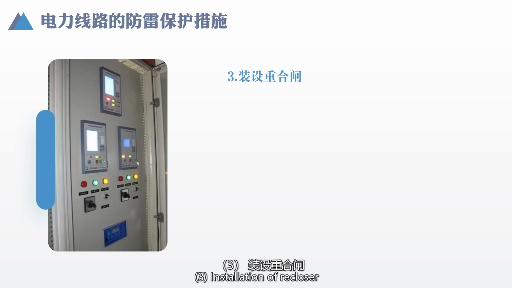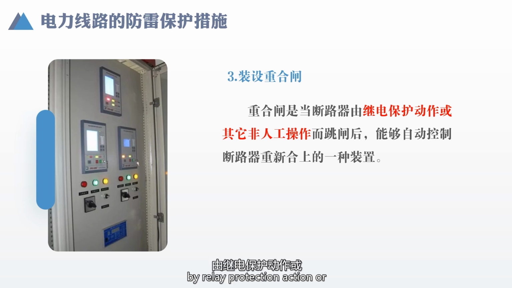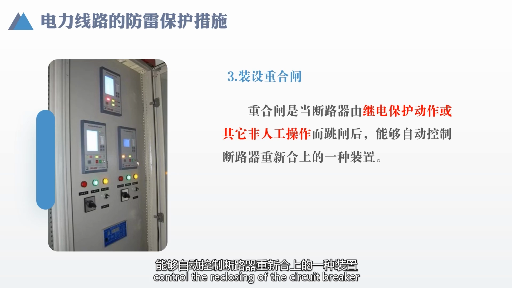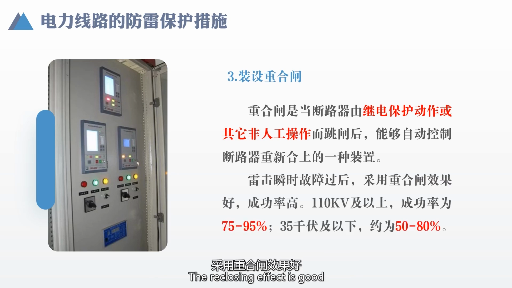Installation of a recloser. Reclosing is a device that can automatically control the reclosing of the circuit breaker when the circuit breaker has tripped by relay protection action or other non-manual operation. After a lightning strike transient fault, the reclosing effect is good. The success rate is high: for 110 kV and above, 75 to 95%; for 35 kV and below, about 50 to 80%.